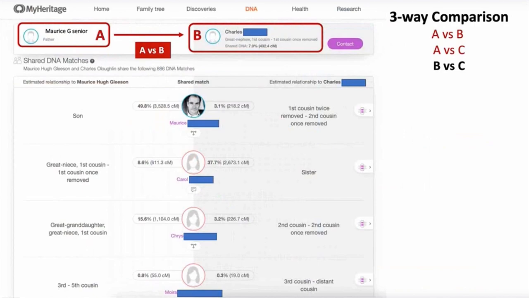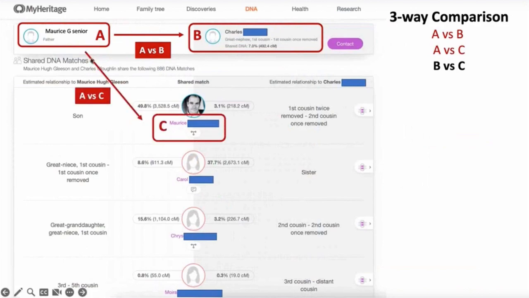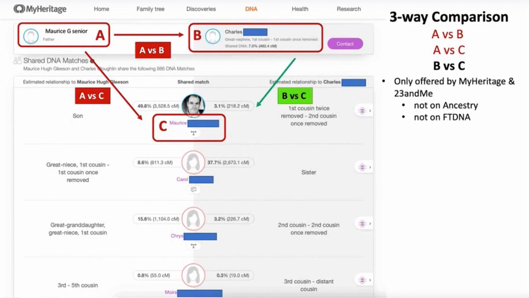That's my dad against his match, Charles. But then if I look at all of the shared matches that Dad has with Charles, I can get an A versus C comparison. That's my dad compared to the first of these shared matches. And we can get D, E, F, and so on. That is very helpful. But what's extremely helpful is this B versus C comparison. This tells me how much my dad's first match shares with my dad's second match. And we can get a B versus D, B versus E, B versus F.